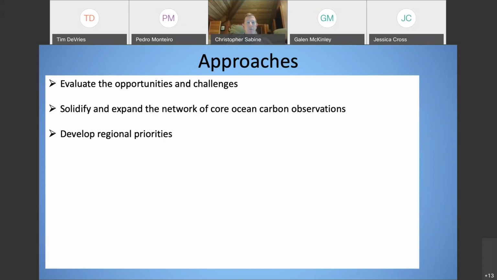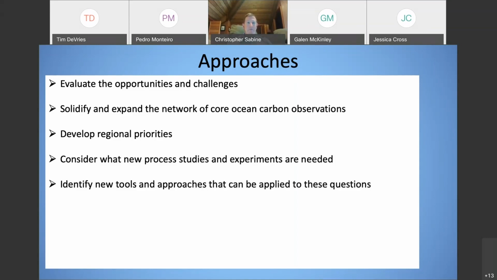We need to develop regional priorities. Next. Just going to kind of blast through these since my time is running out. We need to consider what new process studies and experiments are needed. Next. Identify new tools and approaches that can apply to these questions, right? So the Open Ocean program has generally focused on these large-scale monitoring efforts, but we want to look at this more from a research standpoint and say what process studies are needed and how can we use these new tools to try and address some of these questions. Next.